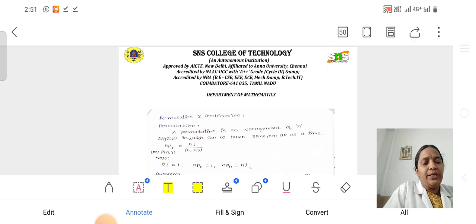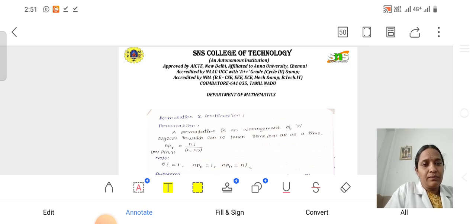Today we are going to discuss permutation and combination. Last class we discussed mathematical induction. In mathematical induction we have three steps. Step 1 is P of 1 is true. Step 2 is assume P of k is true for all k. Then we have to prove that P of k plus 1 is true.